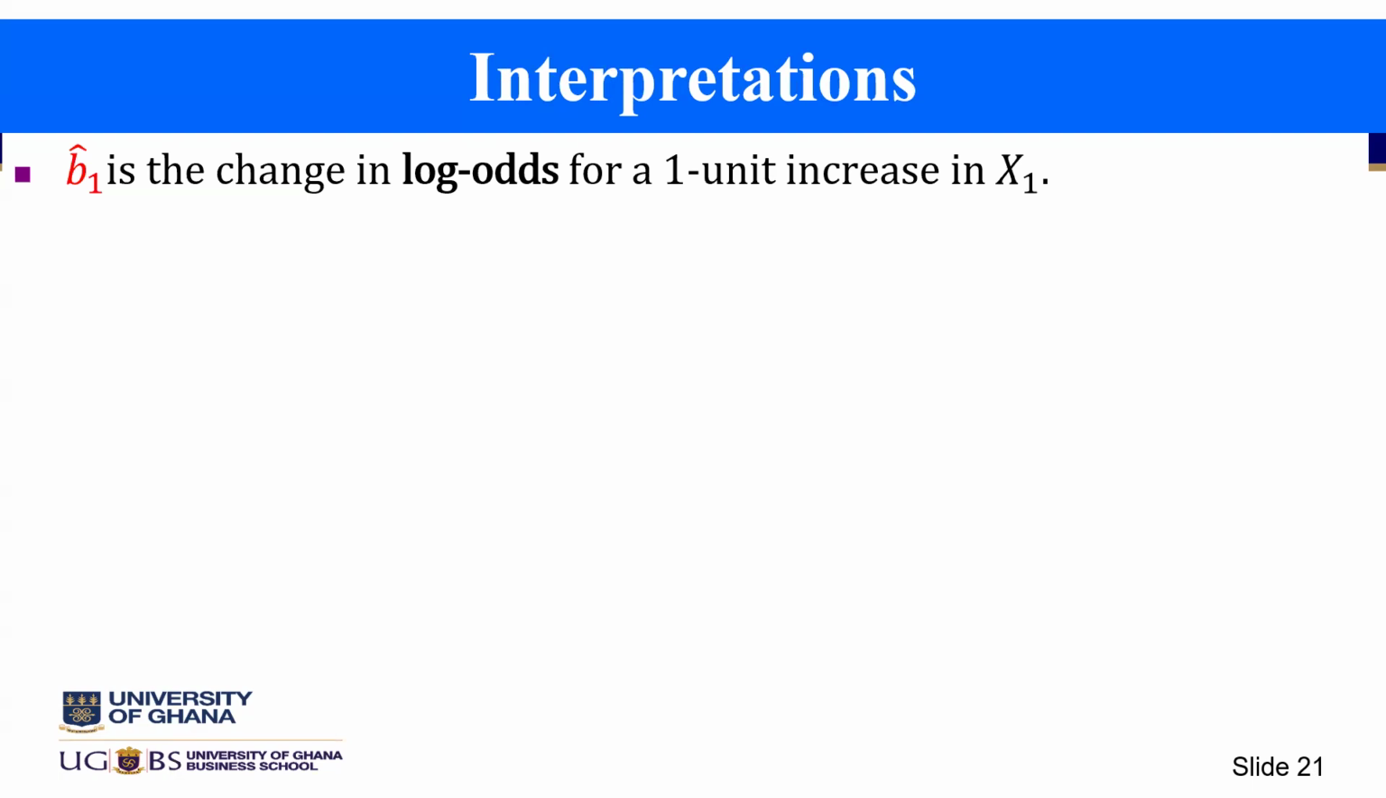But here we are not saying that. Here, beta 1 is a change in the log odds, not the change in the y, the change in the log odds if the x1 increases by 1 unit. So if the x increases by 1 unit, how is that going to change the log odds? Not change the y, but the log odds. And that is why sometimes the interpretation of the logistic regression can be a little bit tricky. But once you know it, you can interpret it nicely.